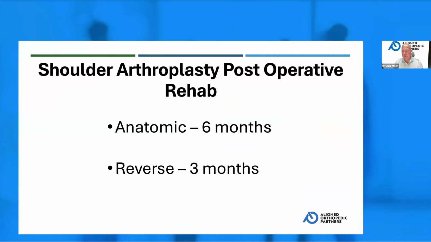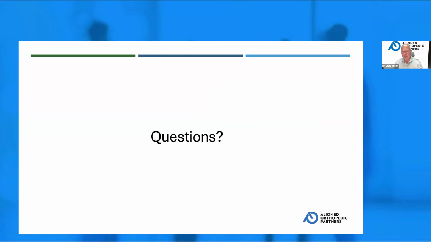Shoulder replacement typically takes about 6 months for the anatomic replacements. Generally speaking, most surgeons in the United States will tell you if you're over 65, you're getting reverse. And if you're under 65 and you have a normal rotator cuff, you'll probably get an anatomic replacement.